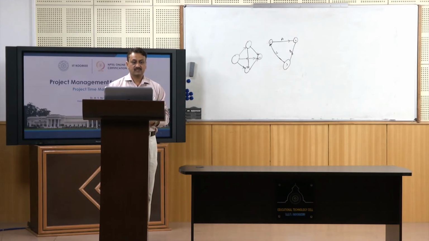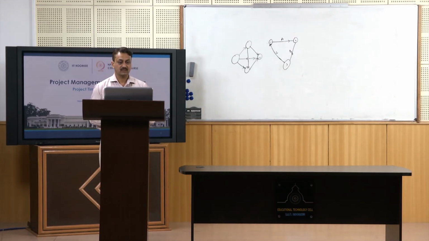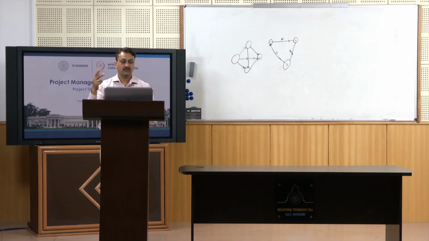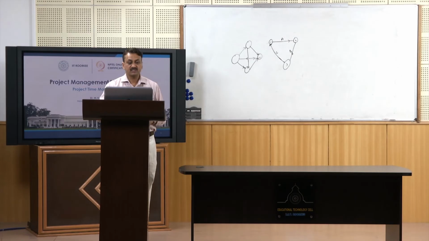Now, there are a couple of examples on how to construct a network. Let us look at this example. A and B are the first activities of the project, and they start simultaneously. So, there is one node, and A and B start from it. A precedes C and F, so C and F are following activities of A. In other words, C and F follow activity A. B precedes D and E, in other words, D and E follow B.